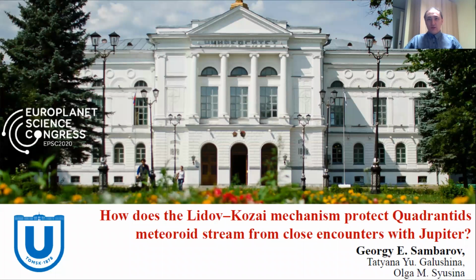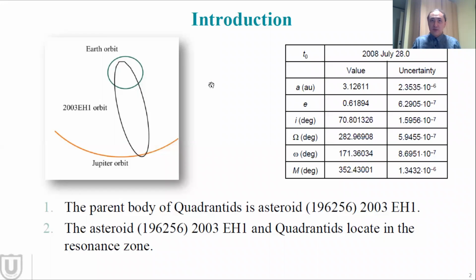Good morning, dear colleagues. My name is Georgy, and my talk is on the topic: how does the Lidov-Kozai mechanism protect the Quadrantid meteoroid stream from chaos and close encounters with Jupiter. We know that the Quadrantids is one of the stronger meteor showers.